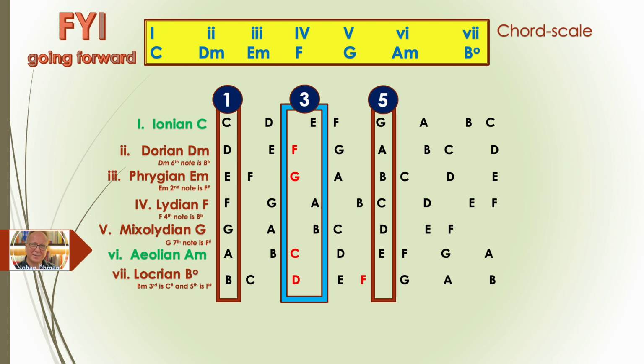And what you get is the following. You get the C major, the D minor, the E minor, the F major, the G major, the A minor, and the B diminished chord. That is the chord scale, and that is what is used for chord progression. It could be a good introduction for you moving forward.